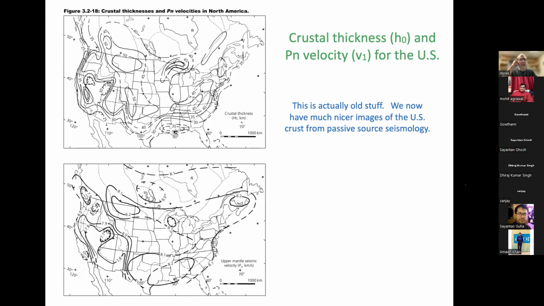So with that in mind, we can get crustal thickness and P velocity for the United States. This is actually old stuff from when the book was written, which I think was in the late 80s or early 90s. And you get much more accurate representations of P velocity, which is this bottom plot, or crustal thickness from passive source seismology.